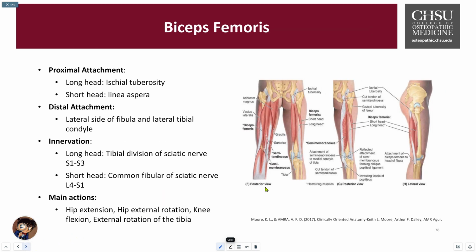The biceps femoris has two heads. We have the long head that originates from the ischiotuberosity, and the short head comes from the linea aspera. The distal attachment is going to be the lateral side of the fibula and also parts of the lateral tibial condyle. The long head is going to come from the S1, S2, S3, and the short head comes from the L4, L5, S1. Main function here is hip extension, hip external rotation, knee flexion, and also external rotation of the tibia.